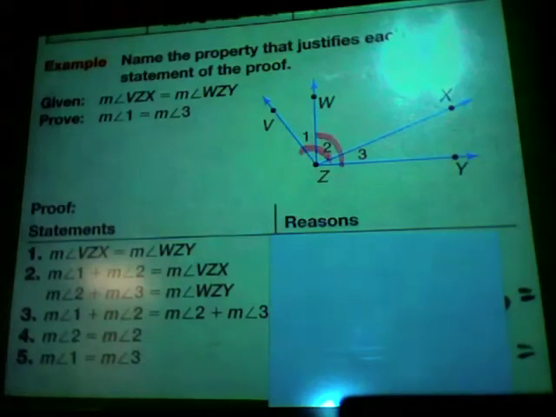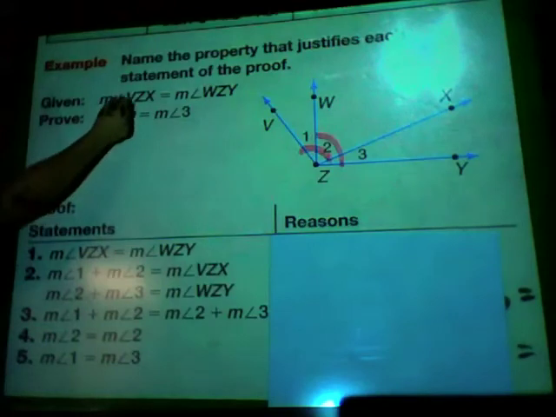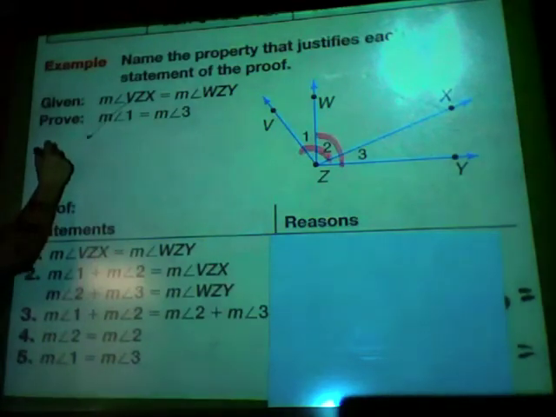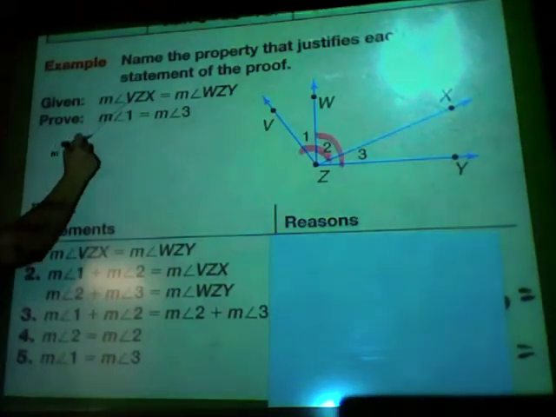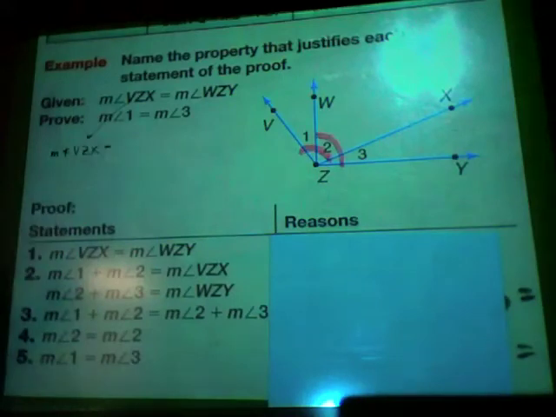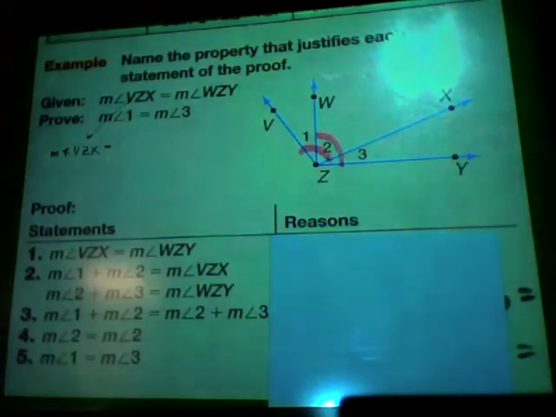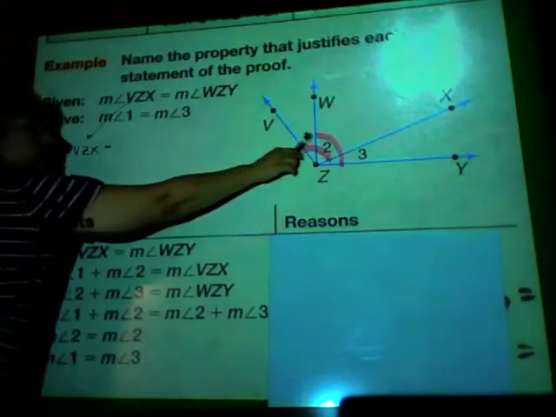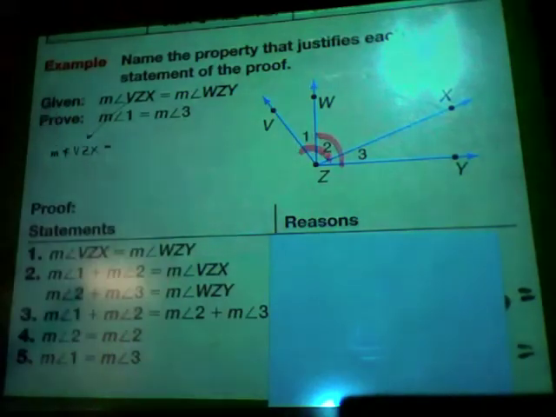So the picture is showing us that this angle here, and this is part of my pre-plan, measure of angle VZX, is made up of two angle measurements, aren't they? VZX, what angles make up VZX? Name them with these. Angle 1 and angle 2.